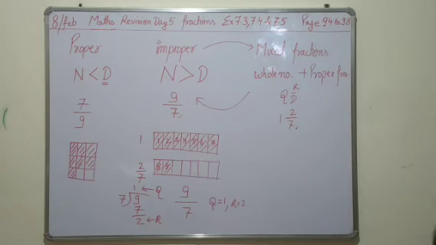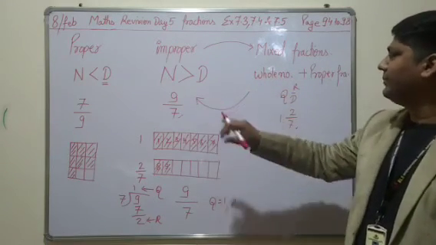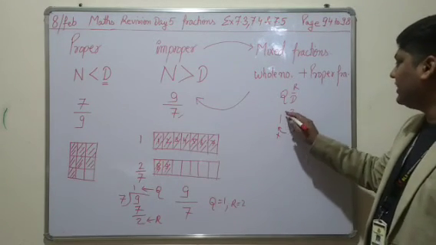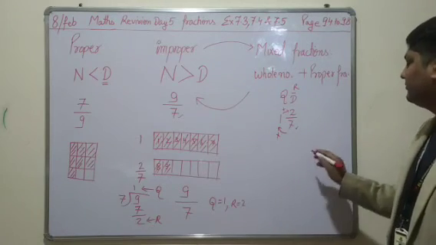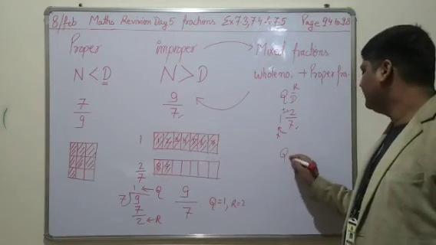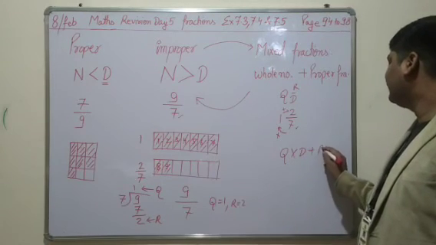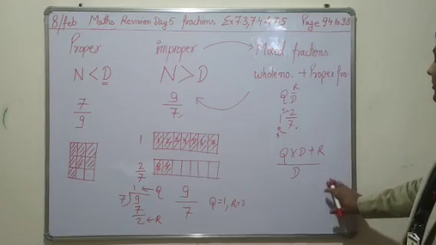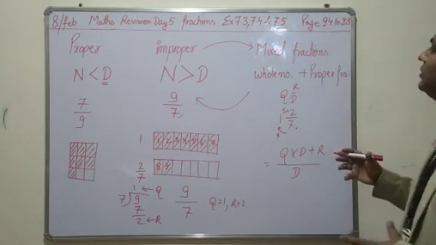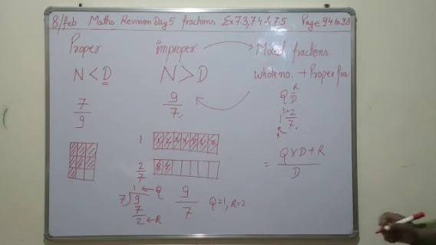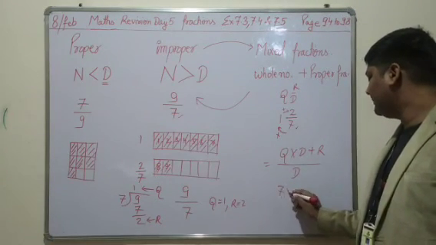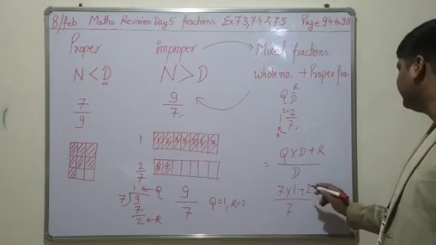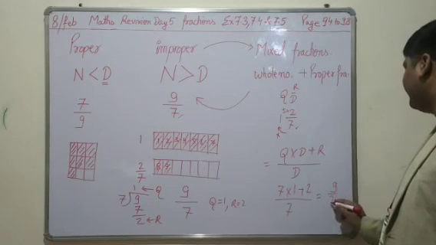Now if we have to convert the mixed fraction to the improper fraction, then we will multiply 7 by 1 and we will get the answer. Then we will add the 2. If you are going with the formula, then quotient multiplied by divisor, then we will add the remainder, over the D. So this also has a formula to convert the mixed fraction into the improper fraction. So quotient 1 multiplied by 7, plus remainder 2, upon 7. This will be 9 upon 7.